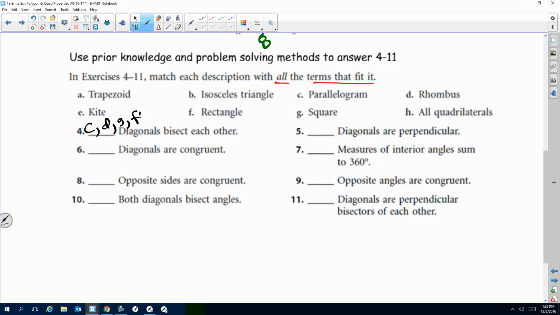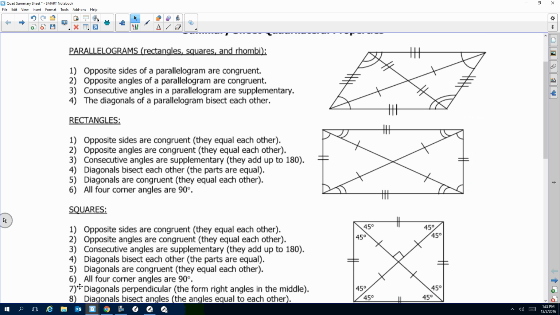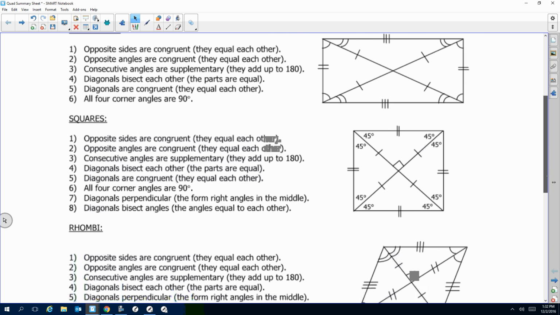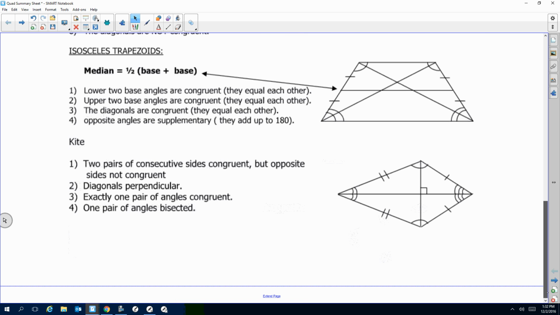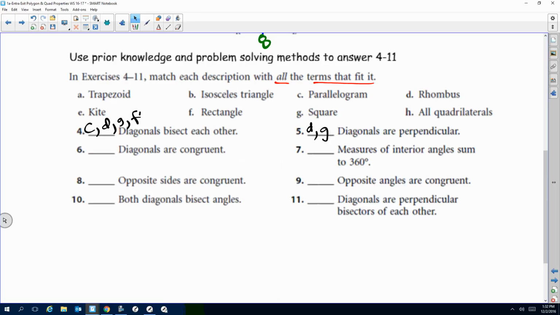Diagonals are perpendicular. Rhombus, D. Square, G. There's one more. No, not rectangle. If you look at your summary sheet, looking for a box. The kite, okay? The kite. Diagonals are perpendicular. All right, so we have to add that kite.